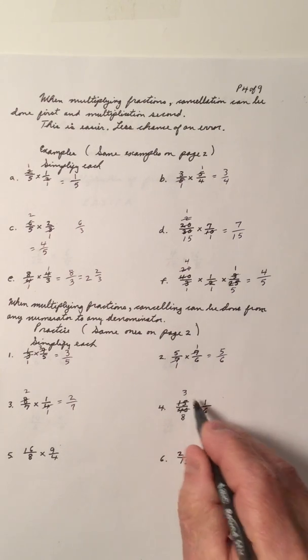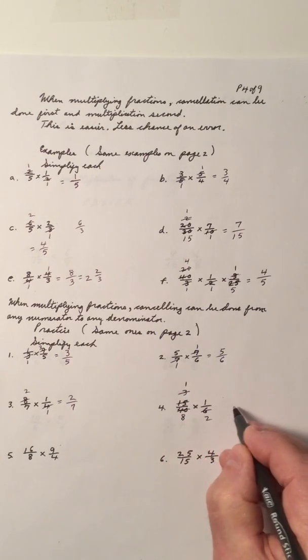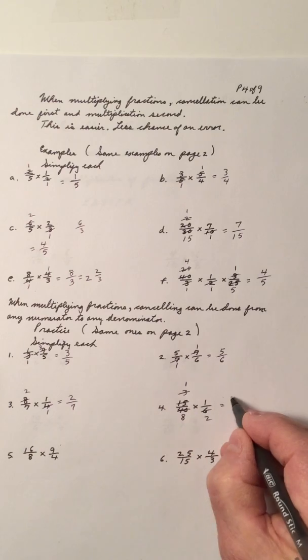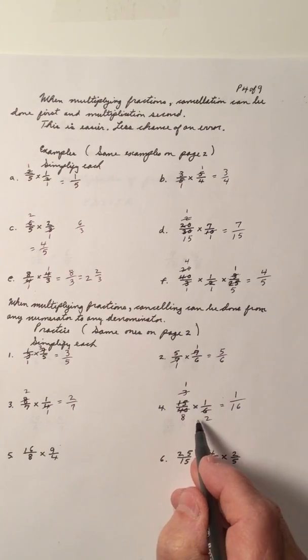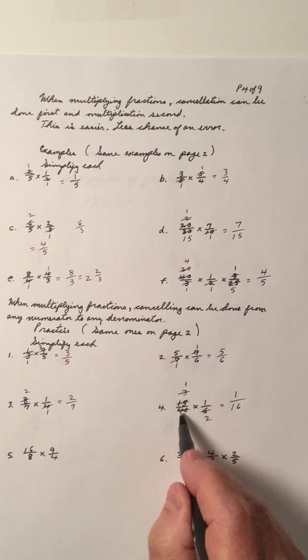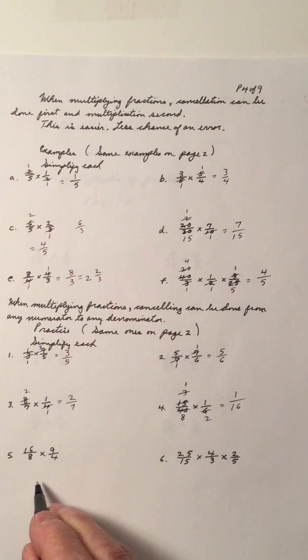Now I can go with canceling the 3. 3 into 3 once, 3 into 6 twice. I got all 1s on the top, so that's perfect. 1 over 16. So it's your choice. You could go with the 3 first, or you can go with the 2. But it'll always end up to get the same answer.